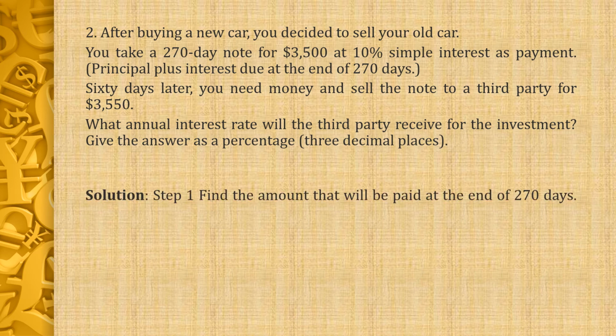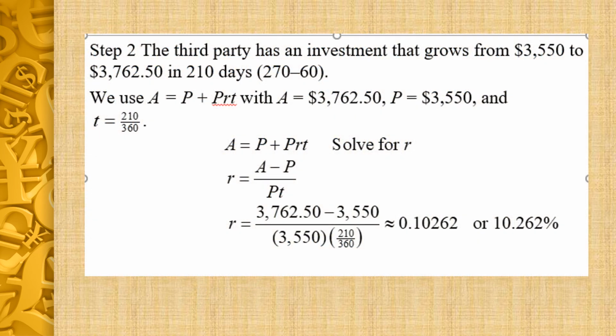And hence, in the first case, at the end of 270 days, the amount will be P times (1 plus RT). P is 3,500, 1 plus 0.1 times T. Time T is 270 by 360. So that gives you $3,762.50.